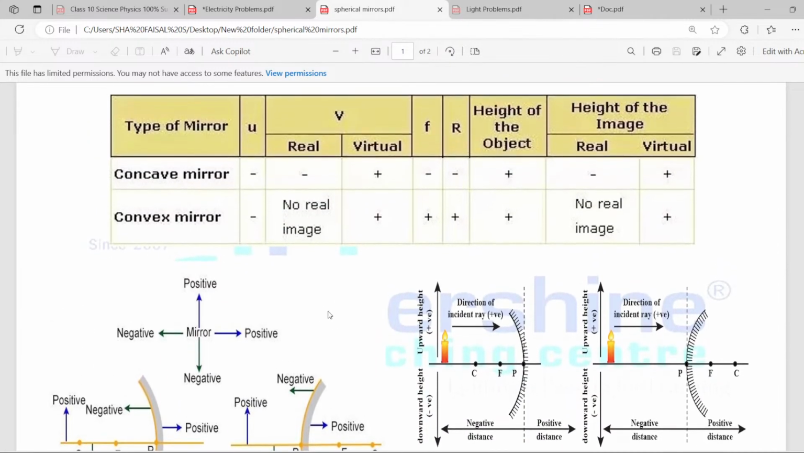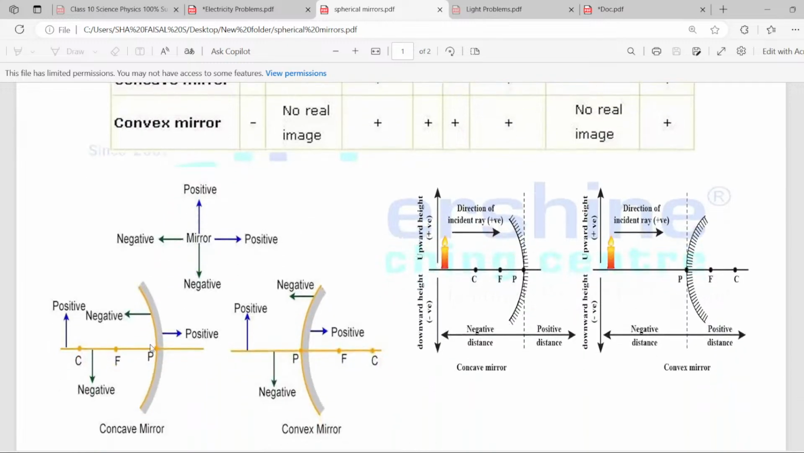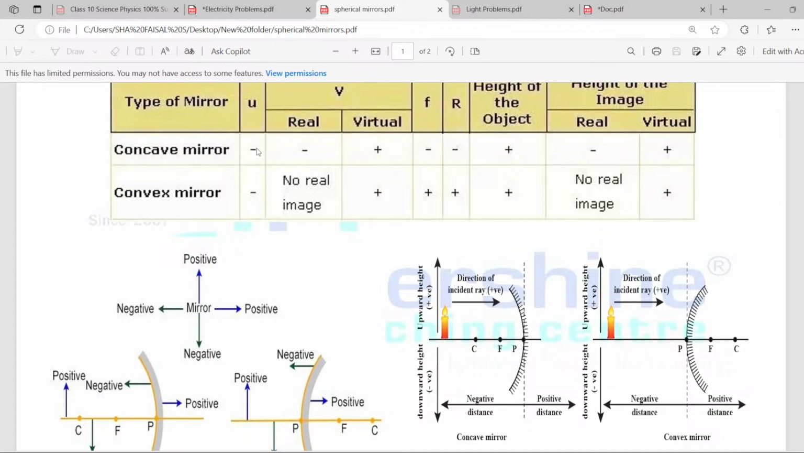In concave mirror, as you can see, u is known as object distance. v is known as image distance. In concave mirror, always u is negative because the object is kept on the left hand side. कभी भी ऑब्जेक्ट को कहां पे रखते हैं? लेफ्ट साइड रखते हैं. So it is negative. u is always considered as negative.